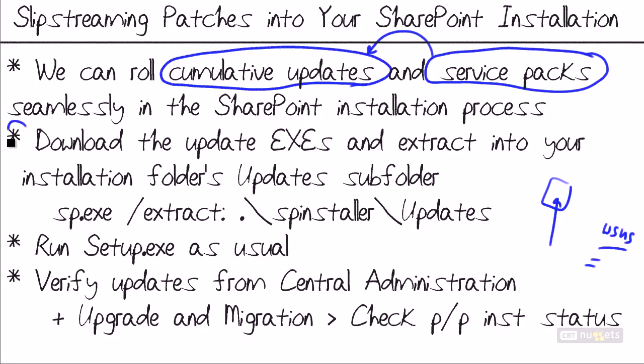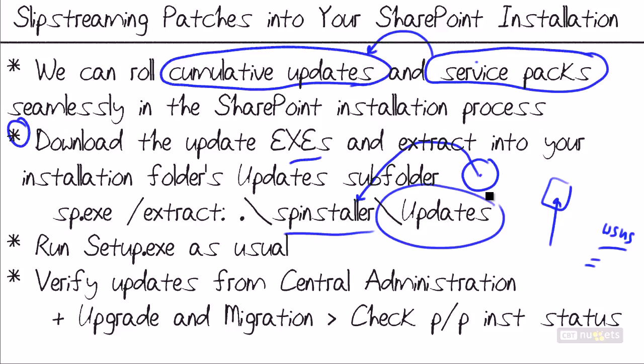You download your update exes, whether it's a CU or a service pack, it doesn't matter. And you extract those files into the updates subfolder of your media. So let's say you've got your SharePoint RTM media. You've extracted all the DVD contents into a folder. And let's say you've shared out that folder and we've called it SP Installer. In SP Installer, or whatever you name that folder, there is a subfolder called Updates. That's where you want to extract your cumulative update and service packs, not the exes.